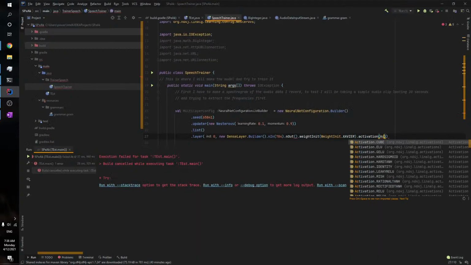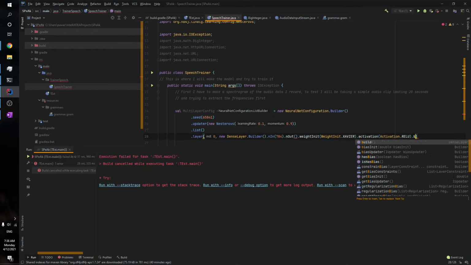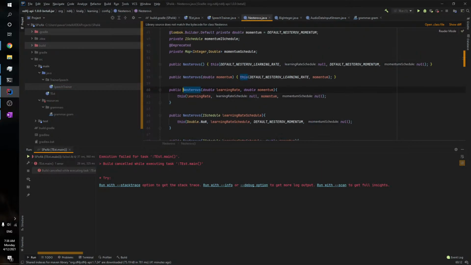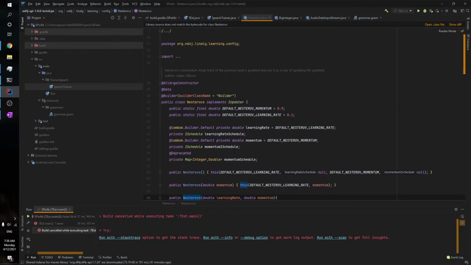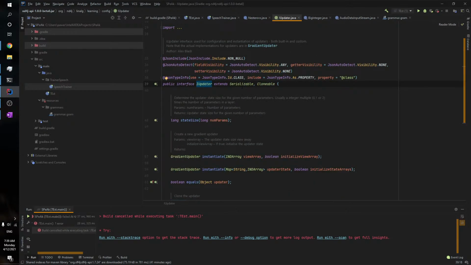Activation as value and dot build. Alright, dot build, semicolon, and nOut as 100. Let's take a look at Nesterov's algorithms. Okay, it's literally learning code. Seems legit. I updated. Alright, here we go.